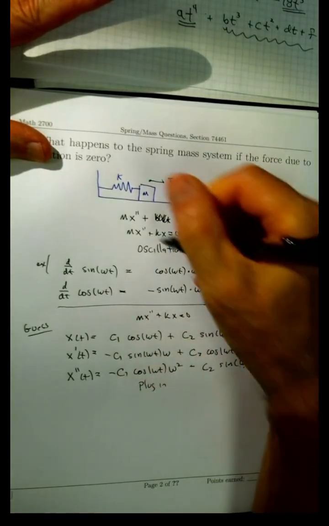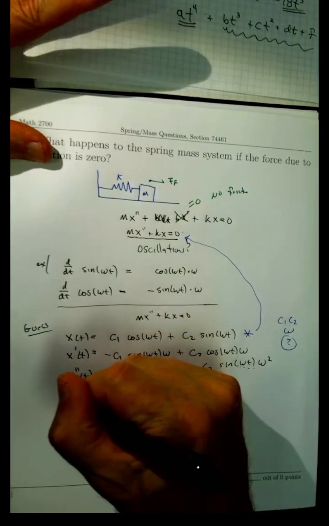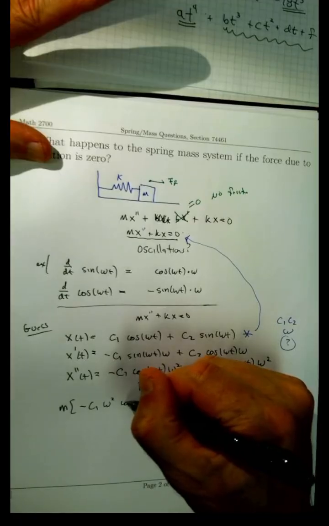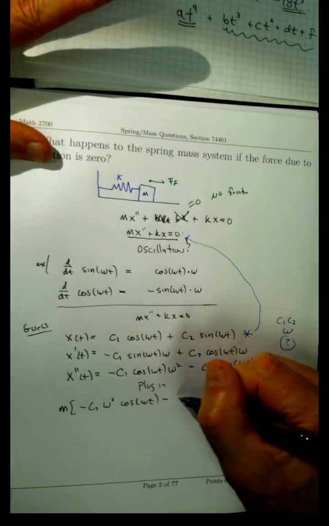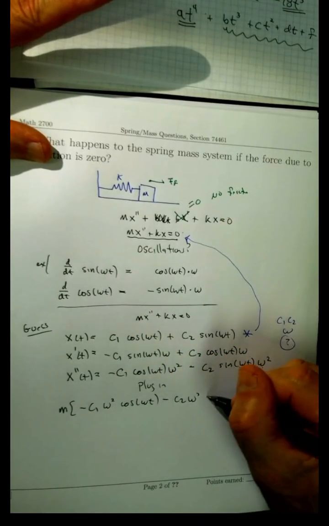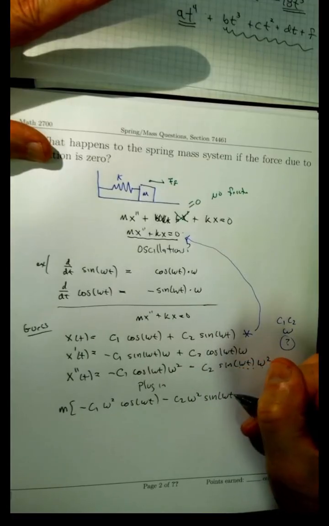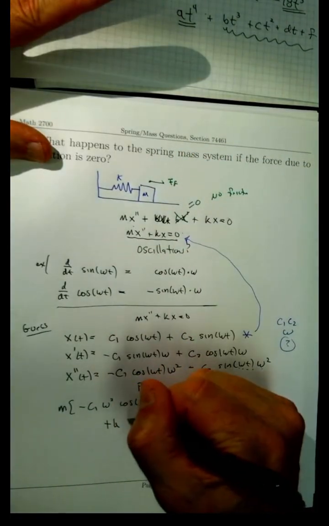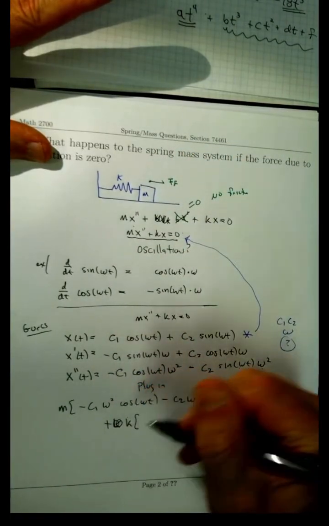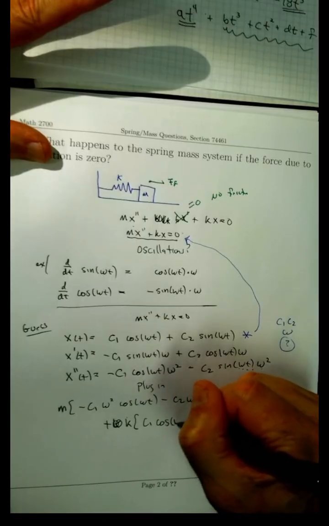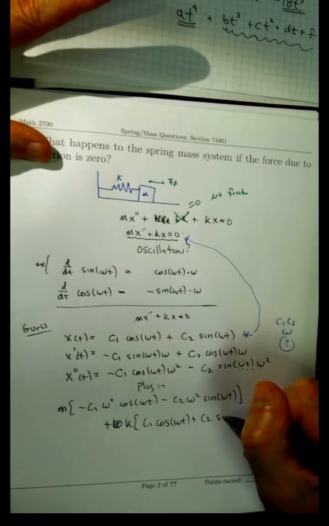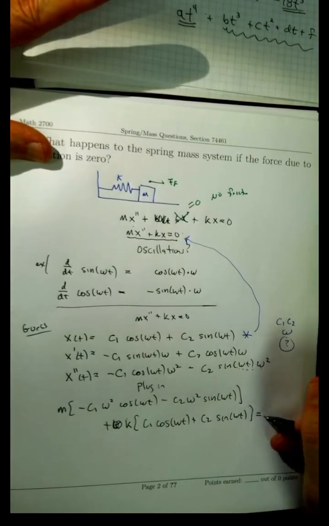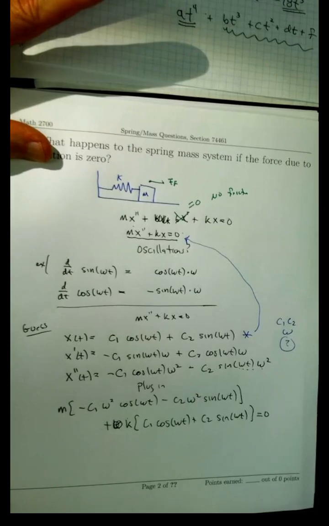So if I plug this into my original DE, I have m times minus c1 omega squared cosine omega t minus c2 omega squared sine omega t. So that takes care of this part, plus k times x, and that's going to be c1 cosine omega t plus c2 sine omega t is equal to 0. So I'm going to ask, how can I make this true?